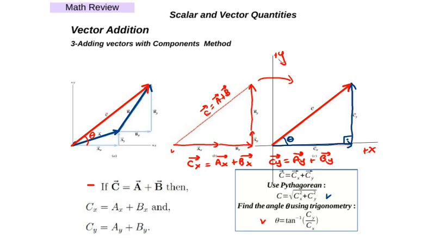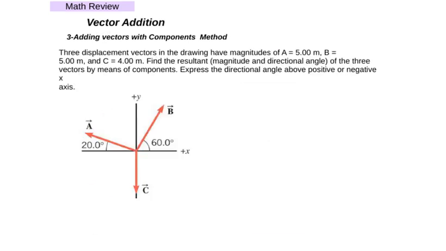How? Using tangent minus 1, Cy or Cx. Always y over x. And remember, that's the smaller angle my vector C makes with the x-axis.